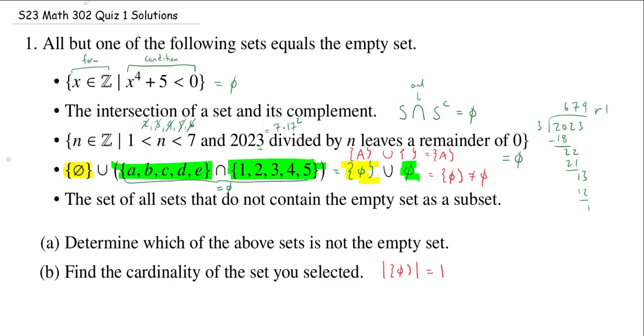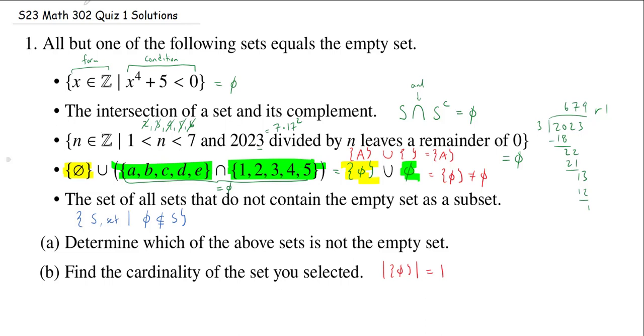Okay, so let's try to write this in set builder notation. I'm going to take a set, so I use a curly brace, and the things in here are going to be, well, let's write S, and we'll just say it's a set, that we tell what the form is. S, a set, such that it does not contain the empty set as a subset. So the empty set is not a subset of S.